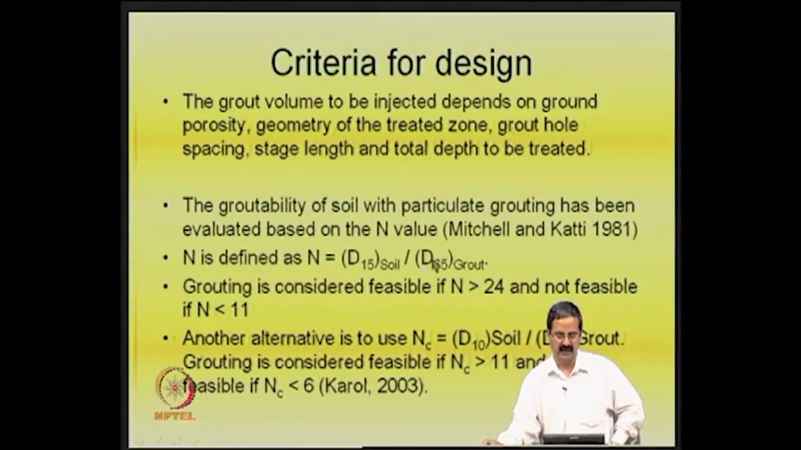So, there is some sort of criteria given in Mitchell and Katti, in a review paper on ground movement techniques. Some people mention another type of classification where they call it NC, and then they try to compare with the D10 of the soil and the D95 of the grout, and if NC is more than 11 it is okay, but if it is less than 6 it is not okay.